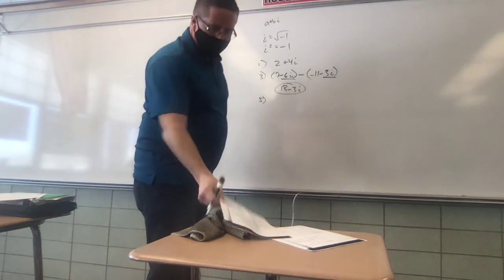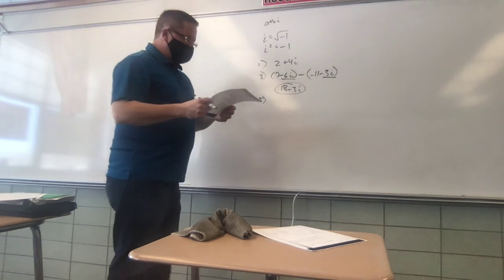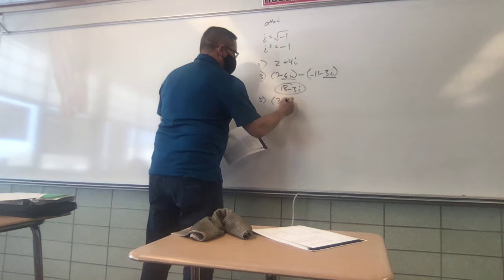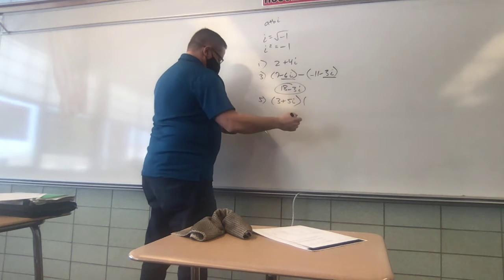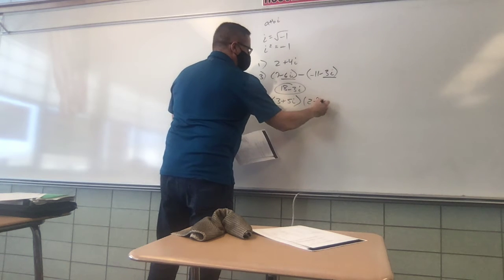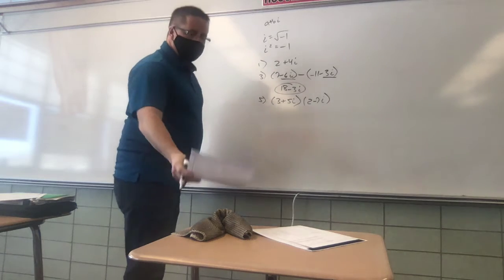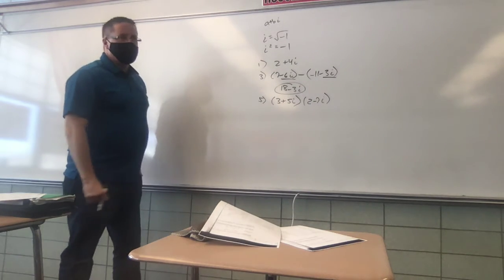Number 5. Okay, so we have 3 plus 5i times 2 minus 7i. Okay, so we're going to FOIL this one out.